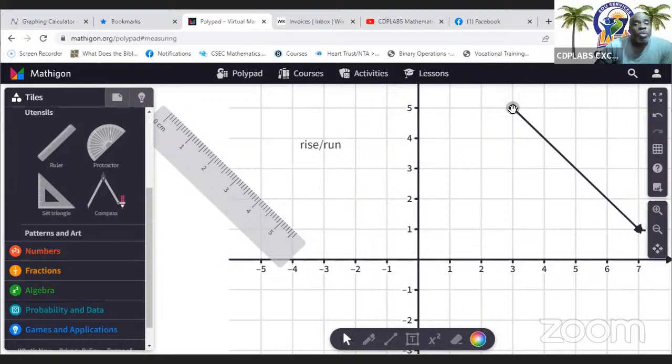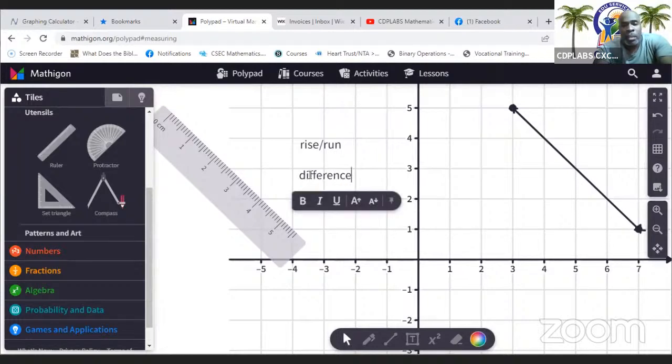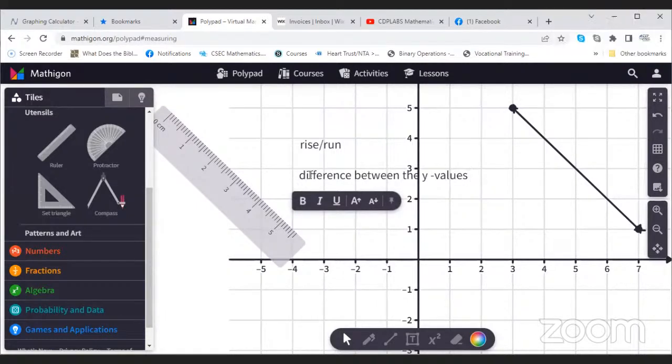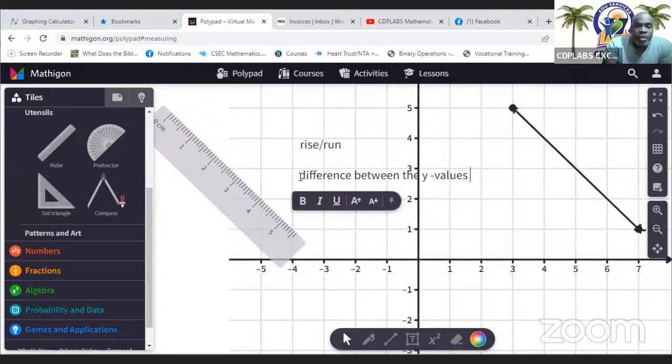Now, the calculation is really the difference. Rise is the difference. To find rise, make note of this: rise is the difference between the y values. So you basically find the difference between y values. Make sense? Yes, sir. So rise is the difference between the y values.